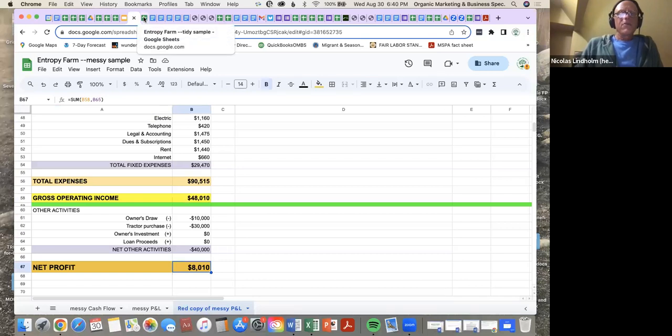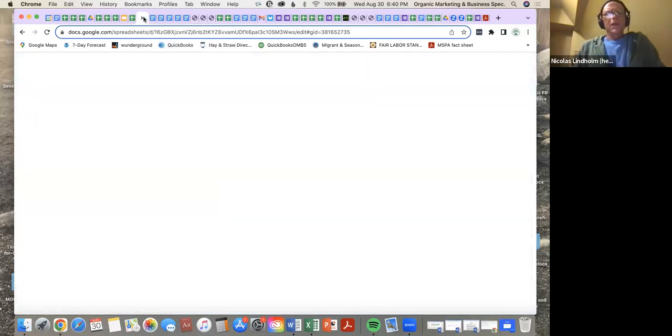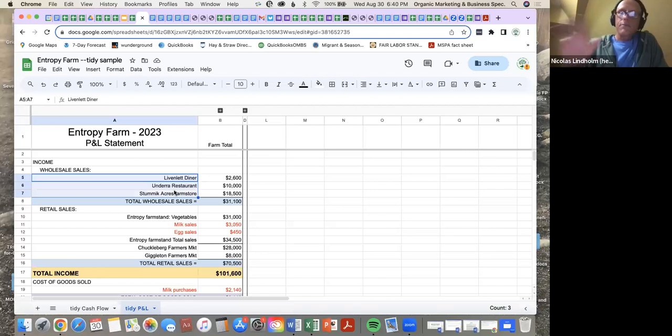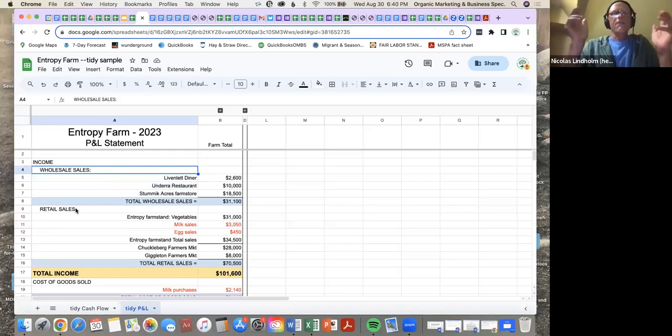So here we go from the Entropy Farm messy sample to the Entropy Farm tidy sample. I've tidied it up a little bit. I've given it some organization. All of the categories in this first column in the chart of accounts, I pretty much left the same. I just moved them around a little bit. And I then created some parent categories and some actual scaffolding structure to each section.